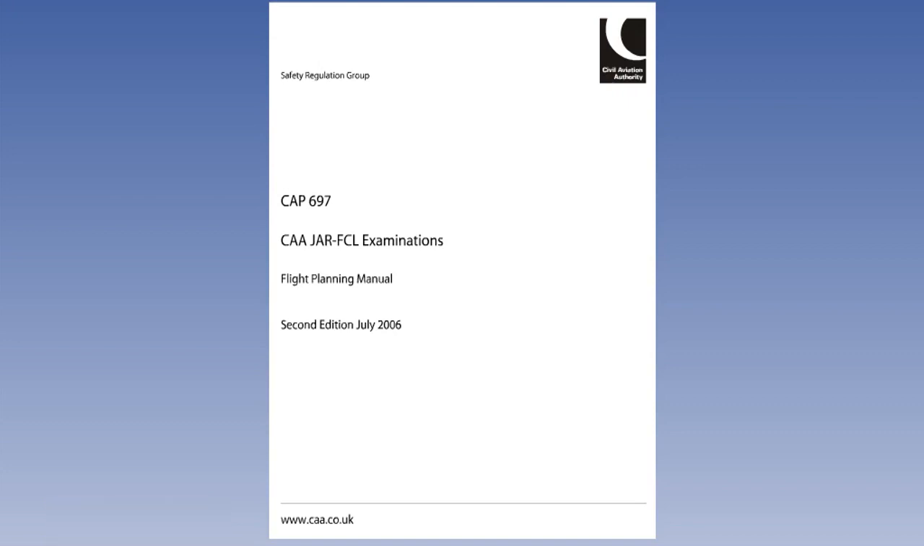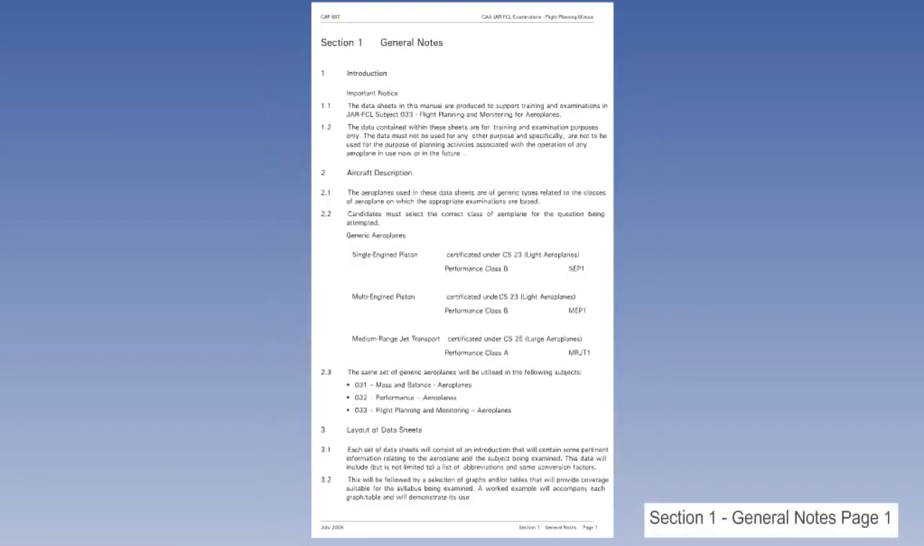www.caa.co.uk. The Civil Aviation Publication number 697, abbreviated to CAP697, is the document to be used in all the following fuel planning lessons. It is designed specifically for the European Airline Transport Pilot's Licence examinations. To help you work through the manual, each page is identified by its section and title in the bottom right-hand footer. When you are ready, find Section 1, General Notes, page 1.